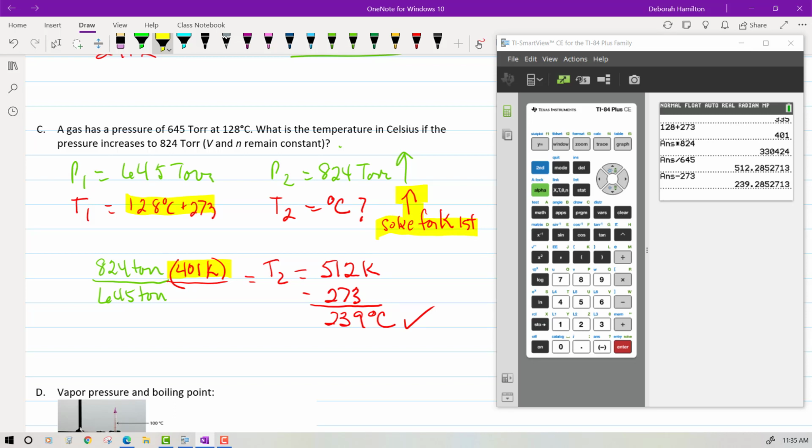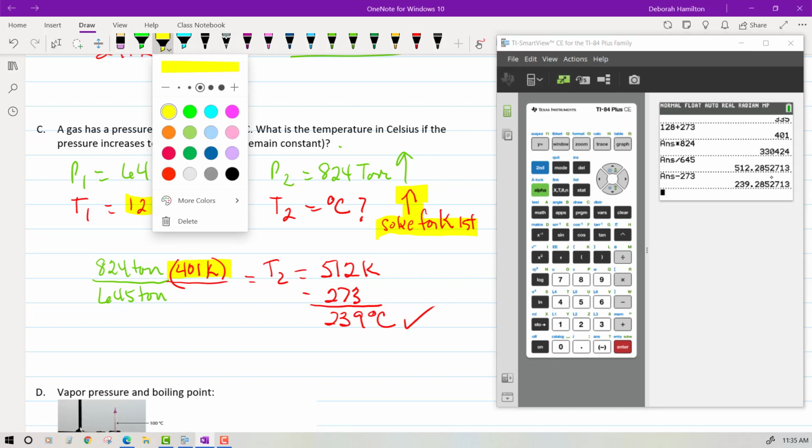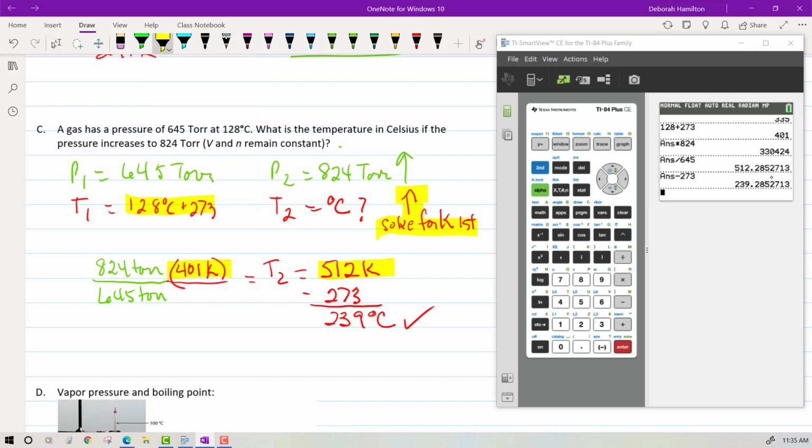If I'm multiplying, you can see over here on the calculator display the temperature of 401, then that gets multiplied by 824, divided by 645, which brings me to 512 Kelvin. And then I can come back and subtract 273 from that in order to get my 239 degrees Celsius. And did my temperature go up like my pressure went up? It went up from 128 to 239. So yes, the prediction held true.